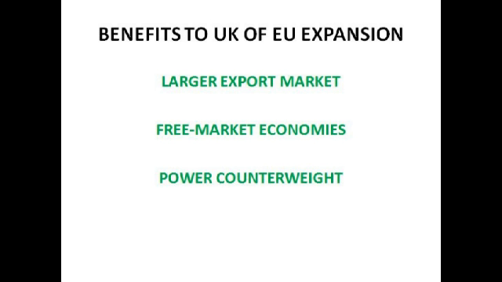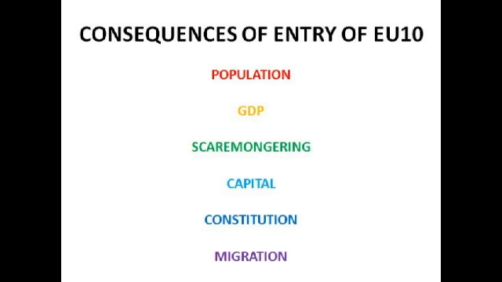And finally, a power counterweight. Basically, at the moment in the EU, we've got Germany and France. They're quite strong, obviously. A lot of people say that Angela Merkel does run the EU. And if we're allowing more countries in, these new 16 countries are going to act as sort of a power counterweight. So if we can get them on side, we can get them to vote against what France and Germany want. So we can restrict the power they have.